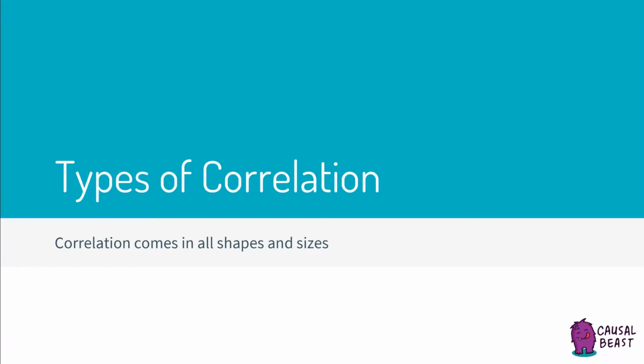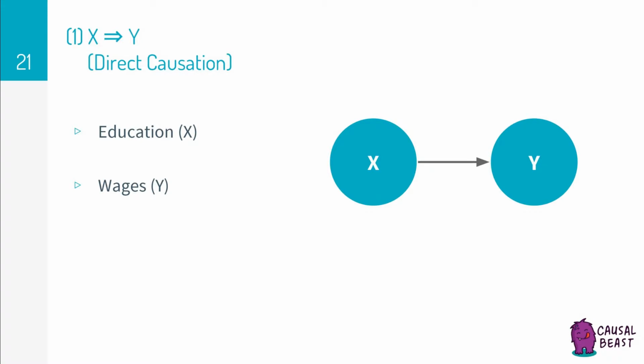Broadly speaking, there's 8 types of correlations, only 4 of which are actually causal. And we'll cover them one by one. The first type of correlation is causal, where a variation in variable x is causing variation in variable y.